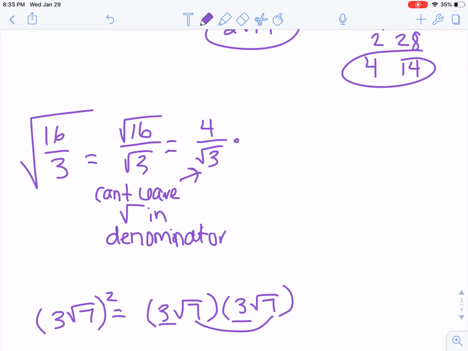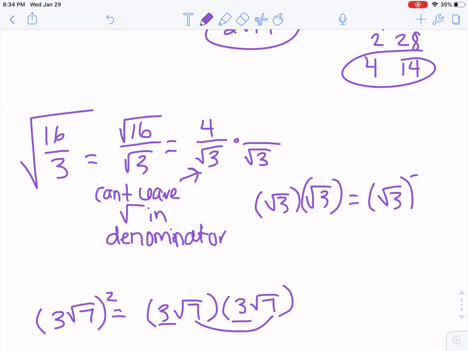So to get rid of this square root in the denominator, we're going to multiply it by itself. This is called rationalizing the denominator. The reason we multiply it by itself is that if you multiply the square root of 3 times the square root of 3, that's the same thing as taking the square root of 3 and squaring it. Everything we've been talking about for the last couple days says that if you square root and square something, they cancel each other out, and it's just going to leave you with the 3 in the bottom.